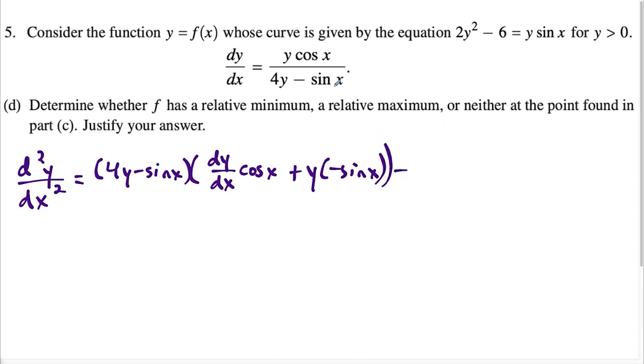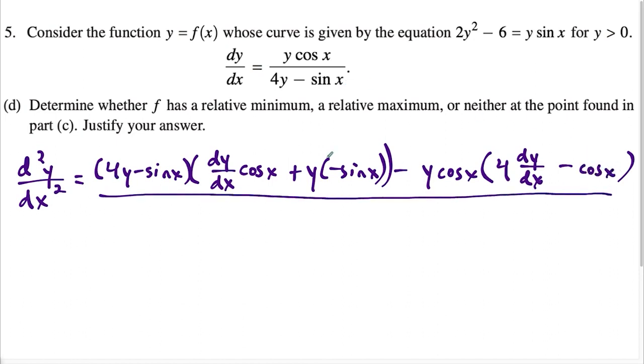But then we have minus, and what we have here, we have low d high minus high d low. So we're going to take the derivative of the low function. So the derivative of 4y is 4 dy dx. And then minus the derivative of sine is cosine x. And this is all over the denominator squared. So this is a really messy second derivative.